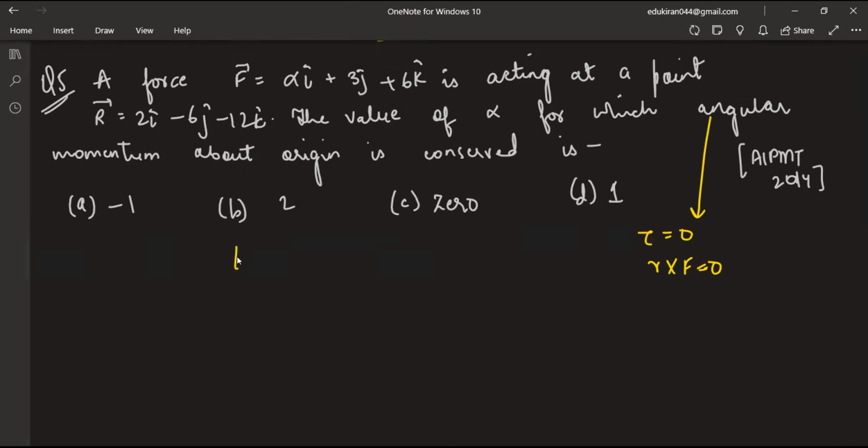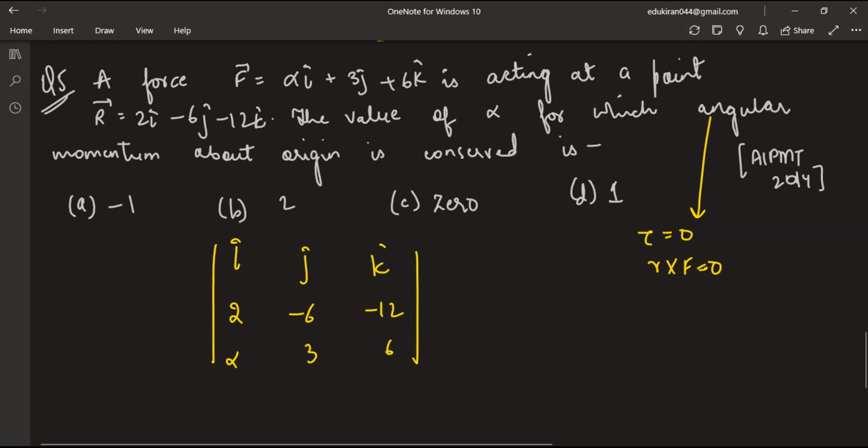Same thing, you will form the determinant system, i cap, j cap, k cap. First vector, R. So write everything about R: 2, minus 6, minus 12. The other one is alpha, 3, 6. This is what you have. Now you just have to solve this part.